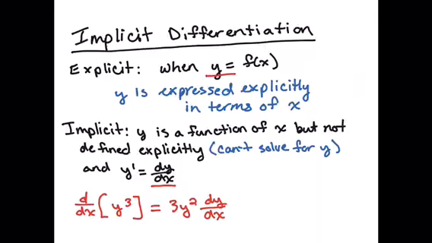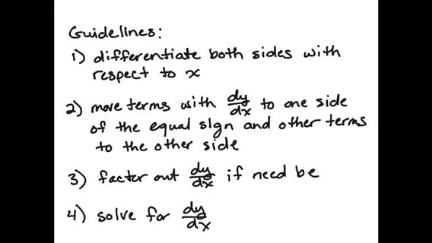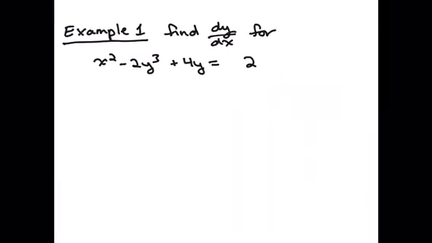So when we're solving this type of equation, there are some guidelines to follow. We differentiate the entire equation with respect to x. Since we're solving for dy/dx, we want to put any terms that have that on one side of the equal sign and terms that don't involve it on the other. Factor out the dy/dx if need be, if there's more than one term with it, and then solve for it.